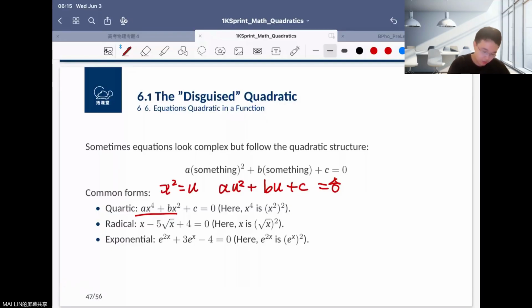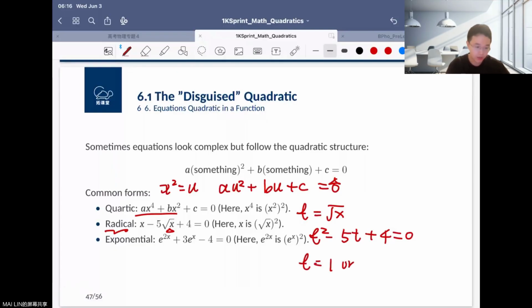And the second is called the radical form. So you can find here is square root x. We can let t equal square root x, and then you can write that as t squared minus 5t plus 4 equals 0. Then t equals 1 or t equals 4. Then square root x equals 1 or square root x equals 4. Then you can solve this: x equals 1 or x equals 16.